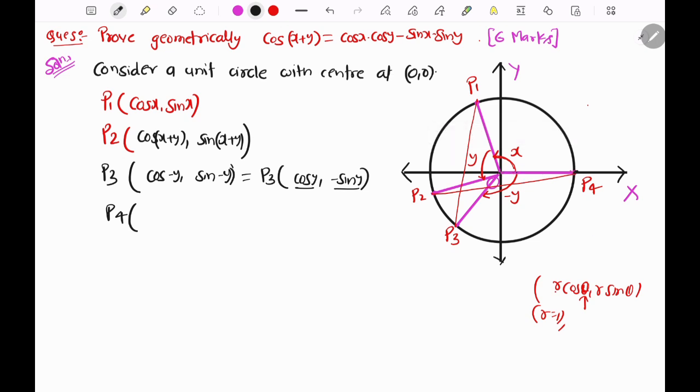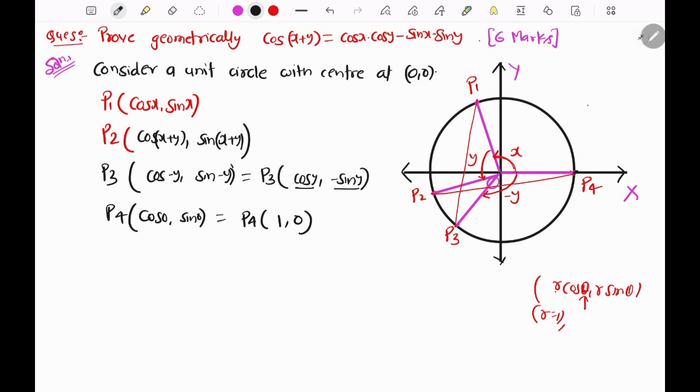It is a 0 degree angle, so it will be cos 0 comma sin 0. Okay, cos 0 comma sin 0. Cos 0 value is 1, sin 0 value is 0. So the coordinate of P4 is 1 comma 0.